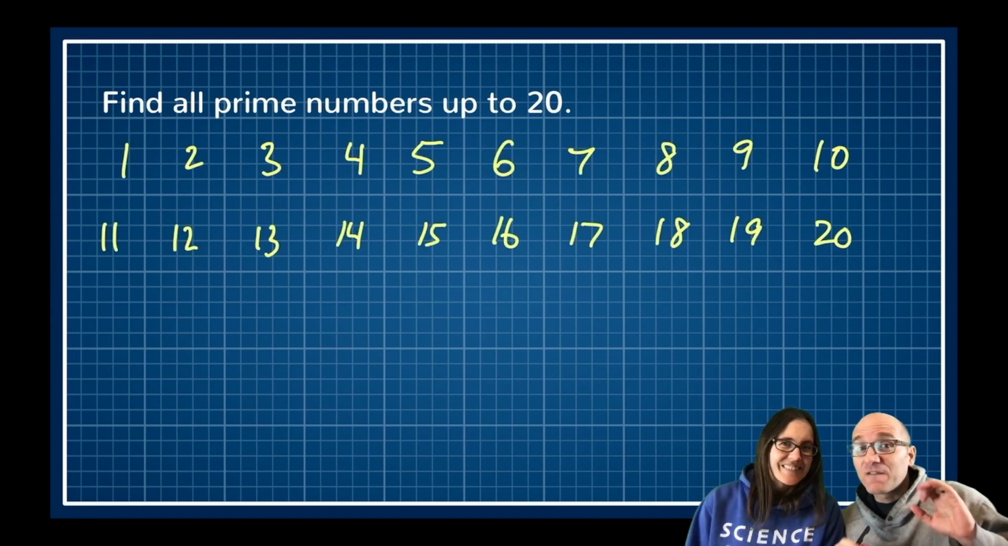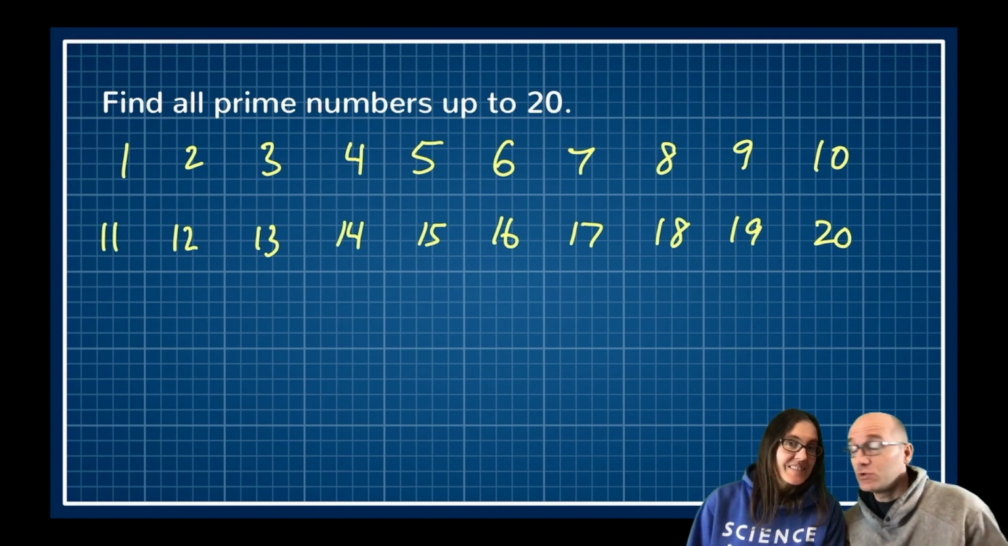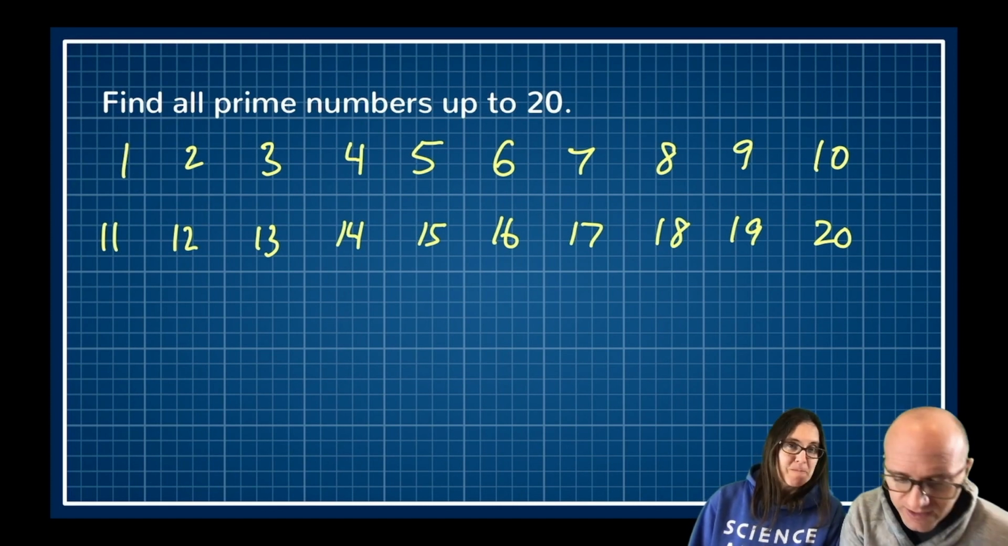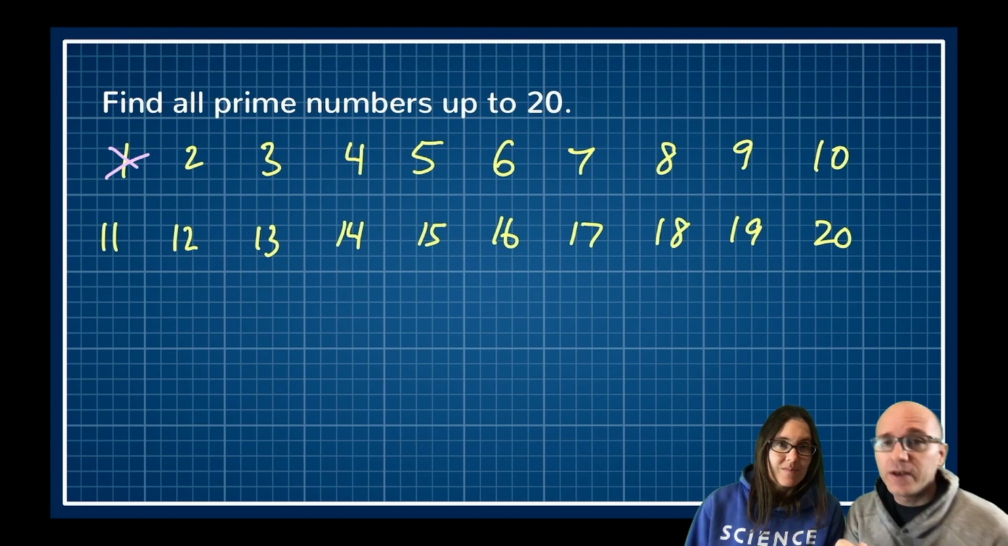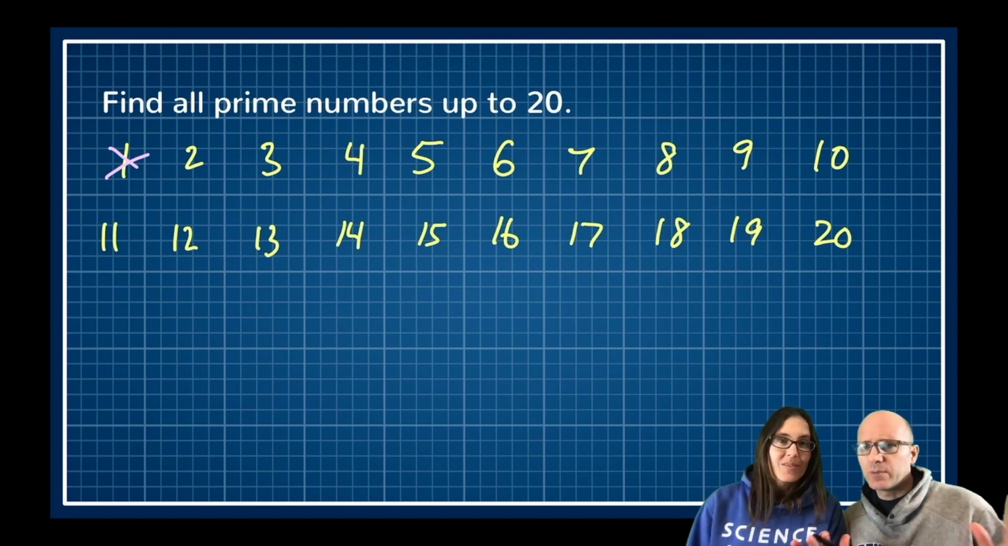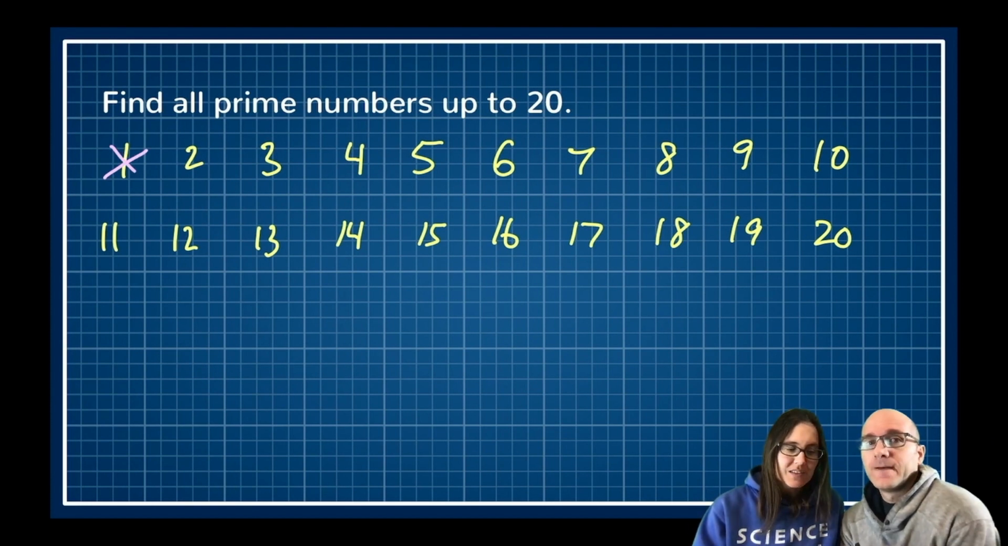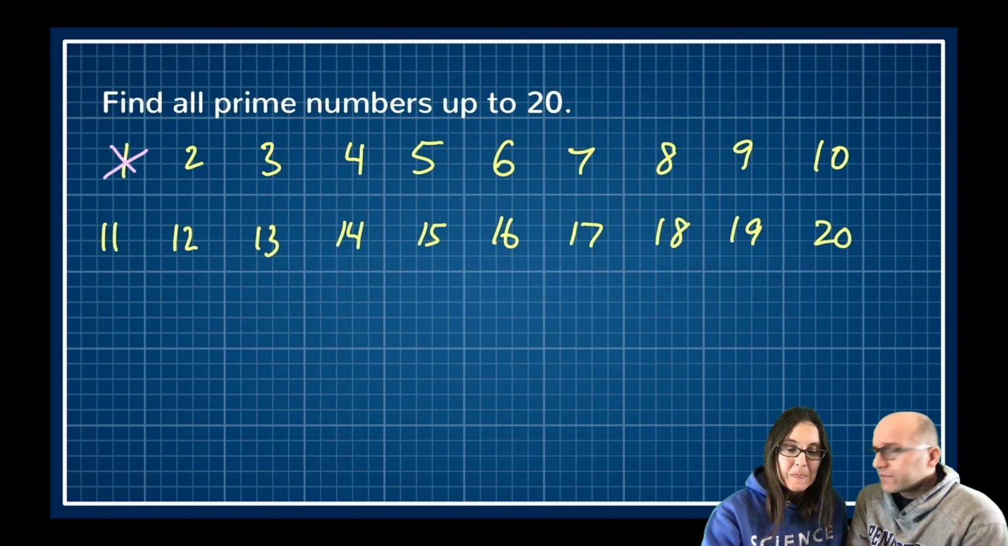Now, Science Mom, I want to find all the prime numbers up to 20. Okay. And I'm going to start off by crossing out the number 1. We don't consider the number 1 to be a prime. 1 is not prime. So you want me to cross off all the other numbers that are not prime? Yeah, but then let's circle the prime numbers? That's right. The ones that will be left will be the prime numbers.